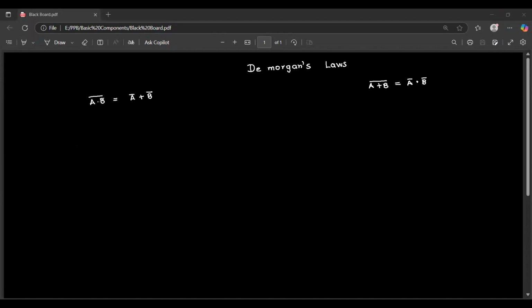A dot B whole thing bar means we need a NAND gate. So we have A, B signals passed through a NAND gate. That's what we have on the left hand side. De Morgan states that this is equivalent to A bar plus B bar, which means we pass A through a NOT gate, then B through a NOT gate, and finally these two are sent through an OR gate. So De Morgan states that these two are equivalent to each other.